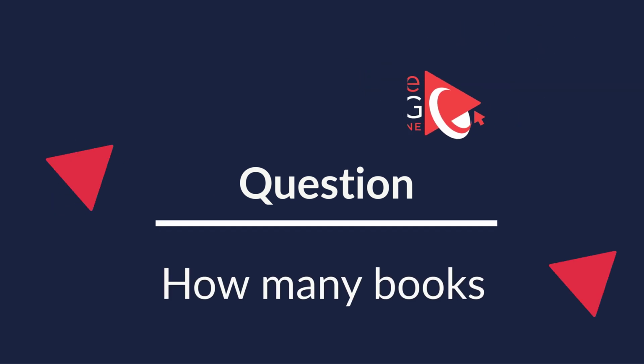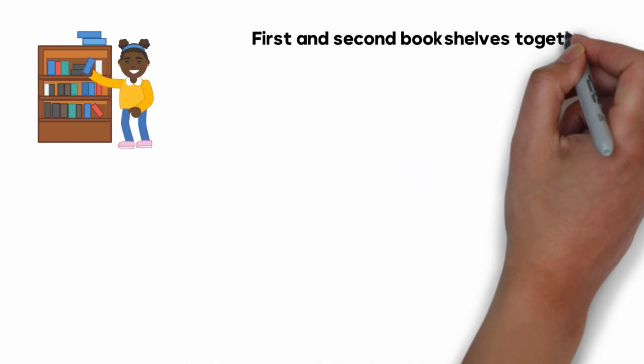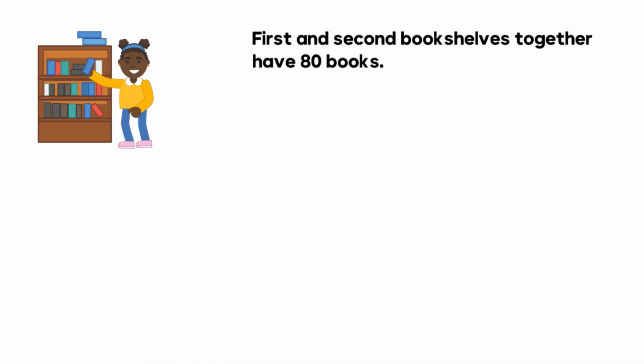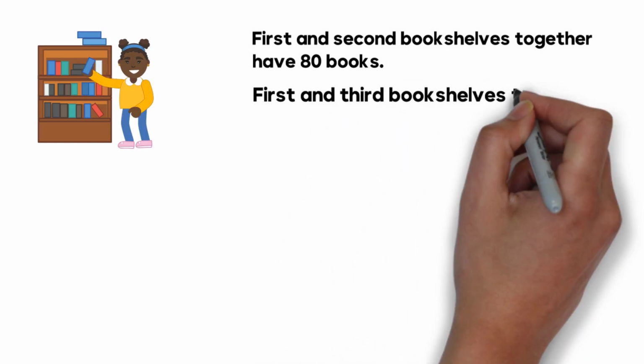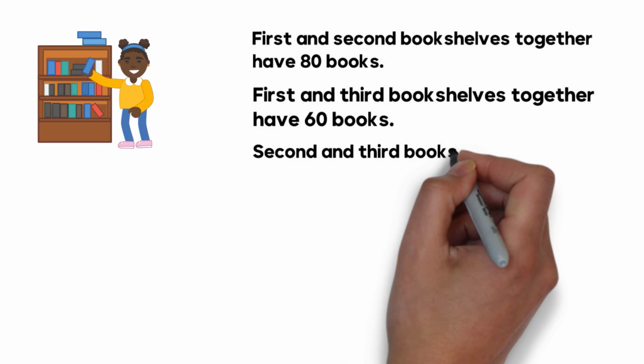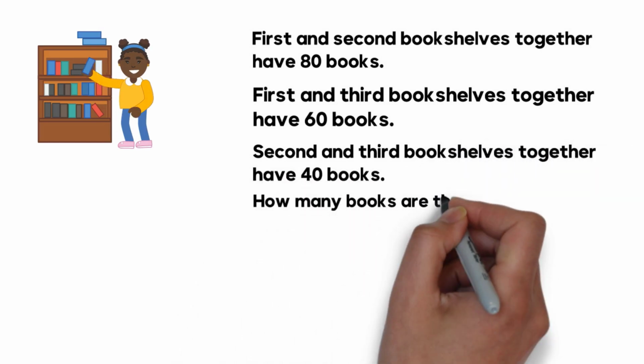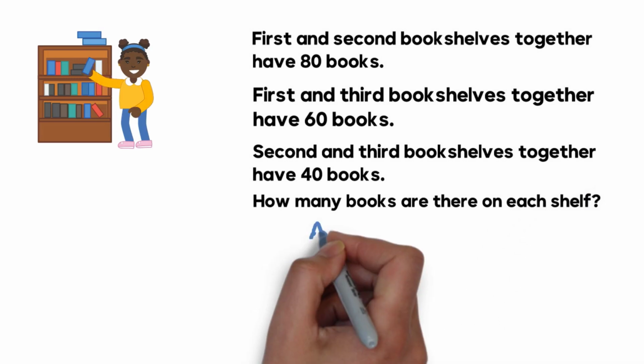Here's a very interesting problem which tests not just your math skills, but also your cognitive ability skills. First and second bookshelves together have 80 books. First and third bookshelves together have 60 books. Second and third bookshelves together have 40 books. How many books are in there on each shelf?